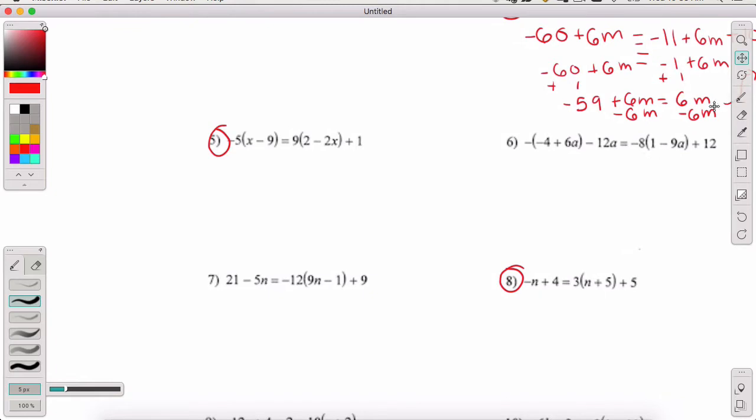Number 5. Like the other one, we gotta look at our parentheses, see if we can combine anything. We can't, so we jump to distributing. So distribute that minus 5 over, and distribute that 9 over. So we get negative 5x plus 45 equals 18 minus 18x plus 1.